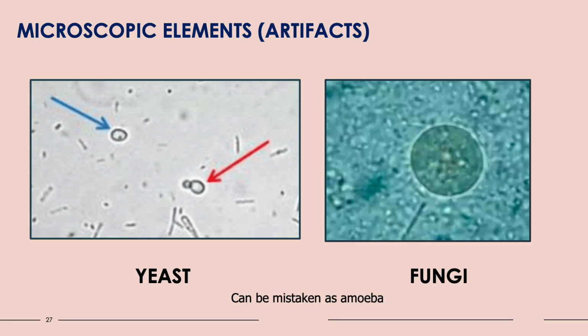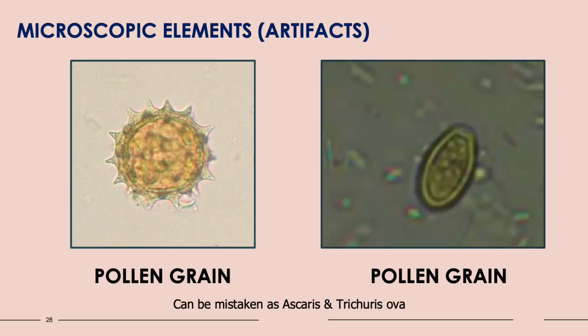Other microscopic elements, also known as artifacts, are not normally released in stool, but rather only introduced. For example, yeast and fungi are a sign of improper collection. These types of artifacts may be mistaken as amoeba. Next is pollen grain. This can be mistaken, especially the left picture, for Ascaris lumbricoides ova, while this one can be mistaken for Trichuris trichiura ova.